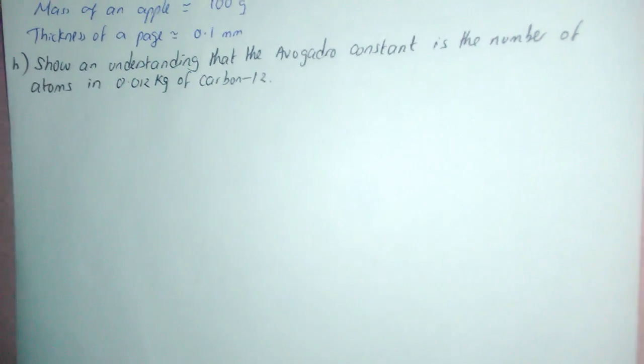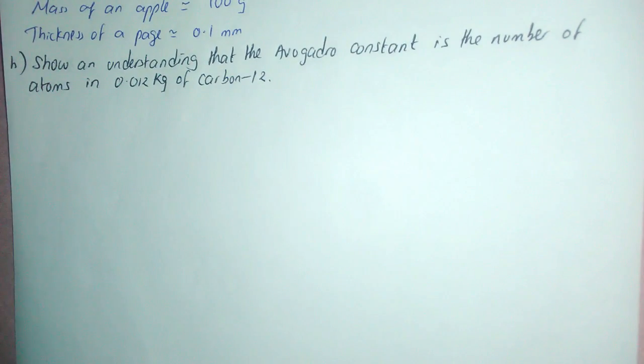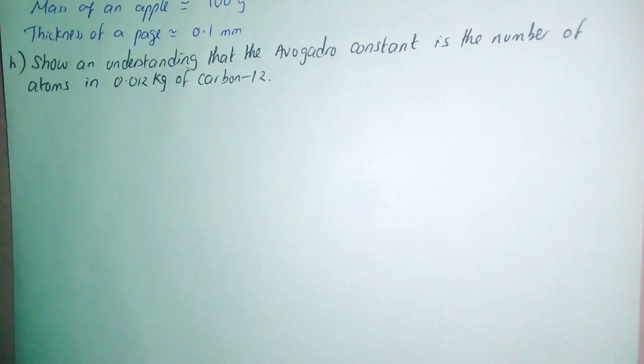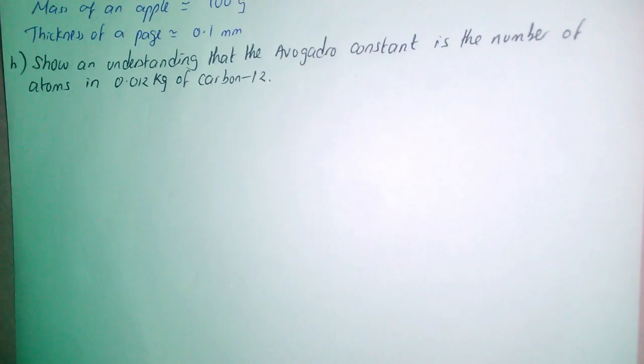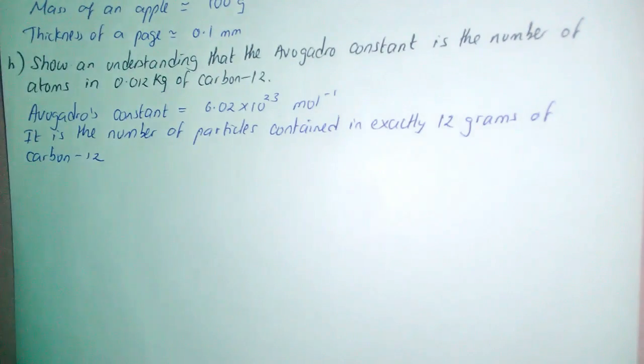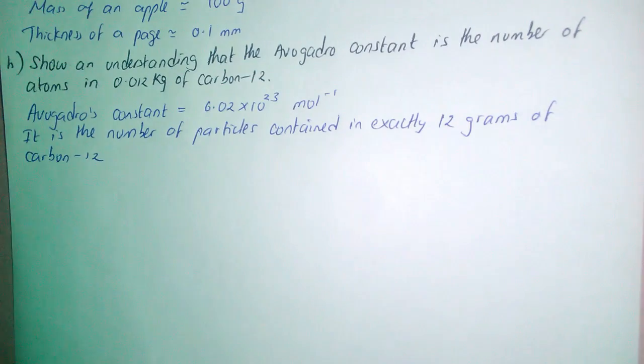Moving to part H, which says show an understanding that the Avogadro constant is the number of atoms in 12 grams of carbon-12. Okay, so I'll just briefly give the value of the Avogadro's constant and a brief description of what it is. So the Avogadro's constant has a value of approximately 6.02 times 10 to the power of 23 particles per mole, and it is the number of particles contained in exactly 12 grams of carbon-12, which is equivalent to 1 mole of a substance.